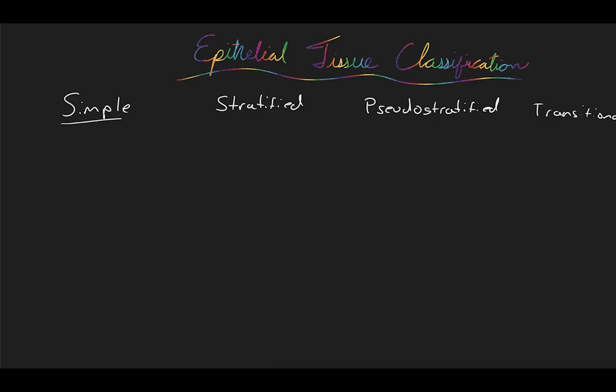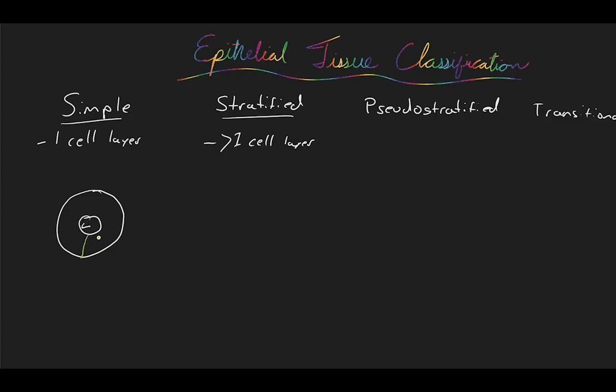Now, our simple epithelium basically refers to it being one cell layer thick. There's one cell layer. Stratified means that it's more than one cell layer. So what does that mean? Imagine that we are looking through our tube here, our duct, right? The center, remember here, this is the lumen, okay? And that is going to be surrounded by an epithelium, okay?